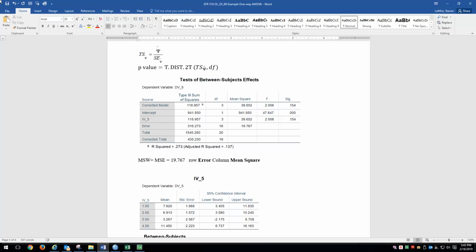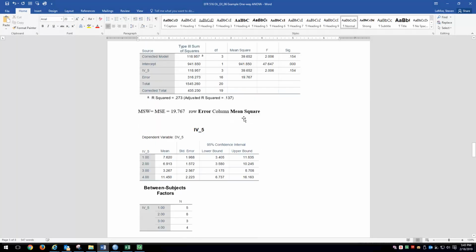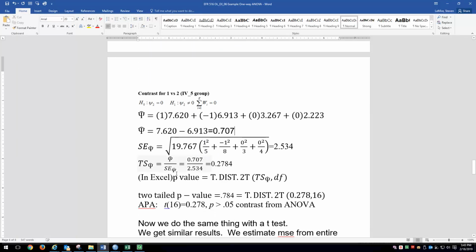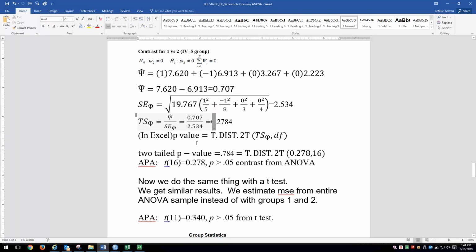So then our sample sizes are here. So we're going to go ahead and fill that calculation out. So here's the mean squared error, and here's our weights. And notice the other ones are 0, so they just go away. So our standard error is 2.534. When we take the division of that, we end up with 0.2784. Now, to get the actual p-value, we can just go in Excel, and here's the function for that.